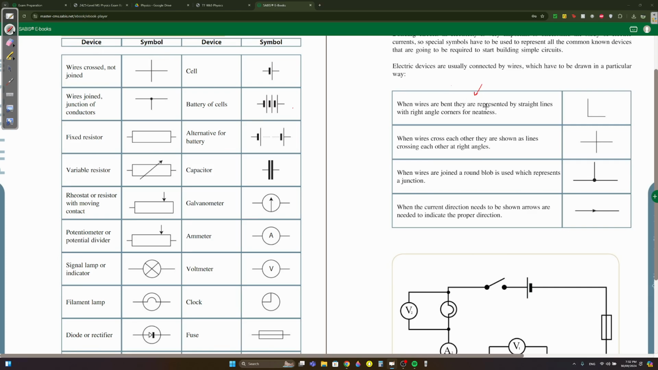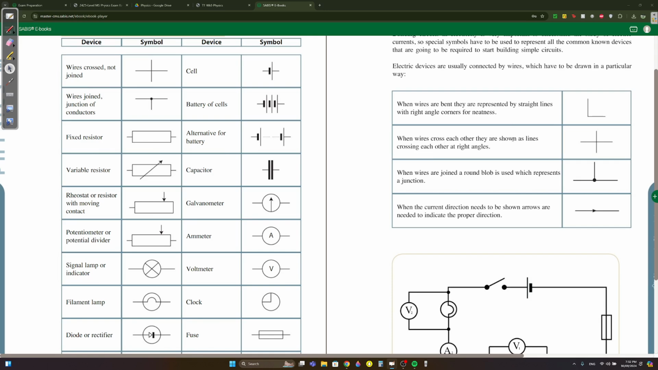It wasn't in the quiz. When wires are bent, you need to have right angles. They might show you which of the following represents a correct electric circuit diagram. If they draw it like this and put a battery and a switch here and the battery here, okay, this is wrong. You throw it out first thing, because you need right angles for the corners. You see how it's bent at a right angle. This used to pass in grade 9 and grade 10, but now in grade 11 you're not allowed to do this.